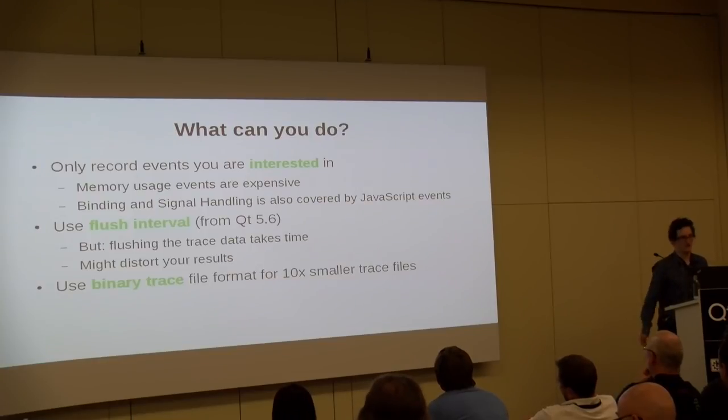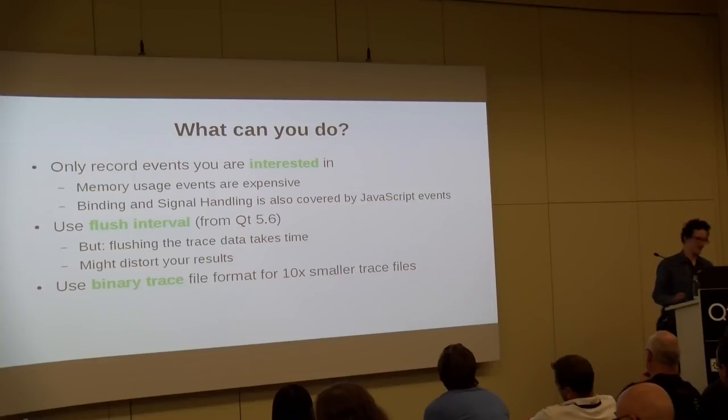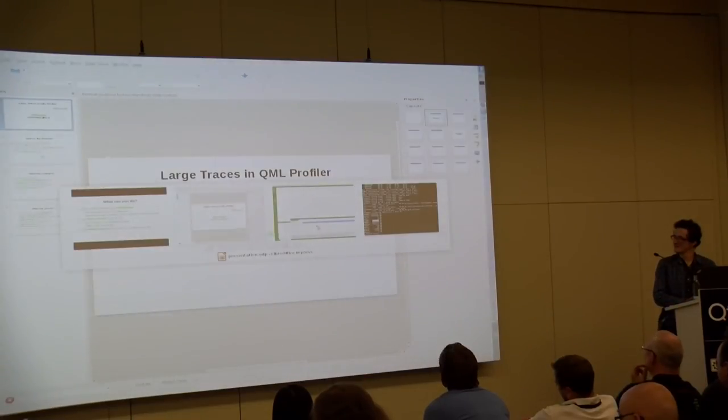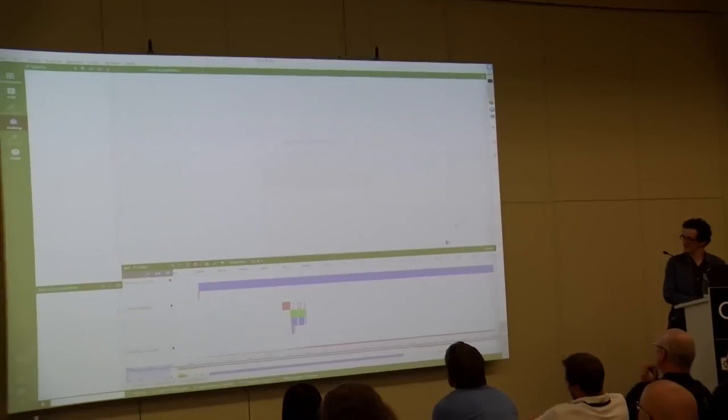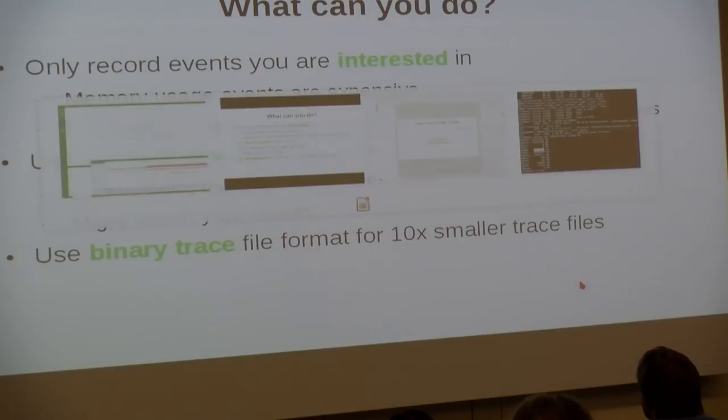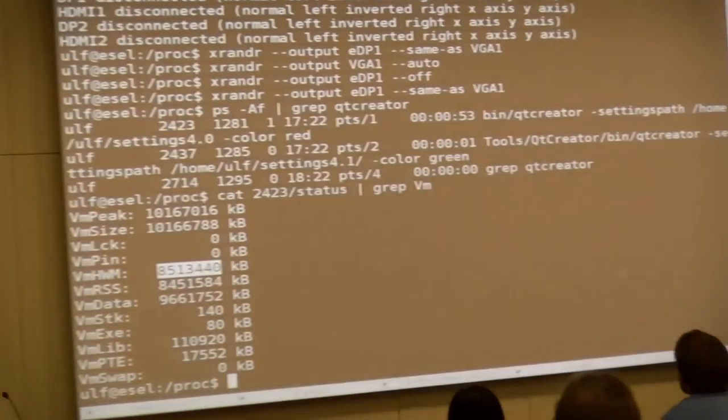However, that has a cost, of course. Sending the trace data takes some time and might distort your profile. You have to do your own experiments with that. And finally, you can use the binary trace data file format to get 10 times smaller traces. So let's see. This one has loaded the trace. It's somewhat faster and somewhat easier to use than the other one. And let's hope it also takes less space.